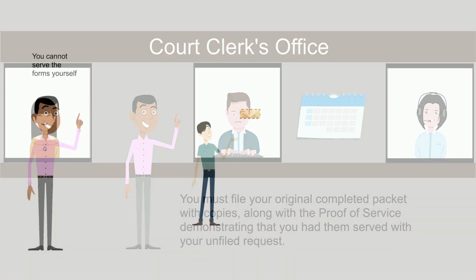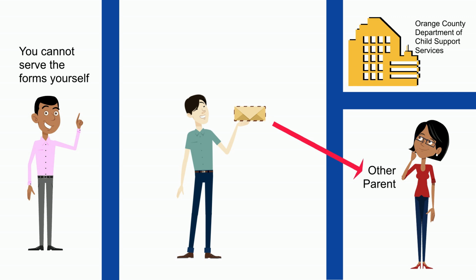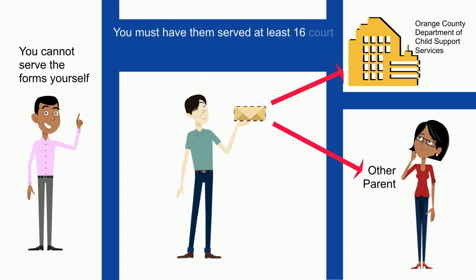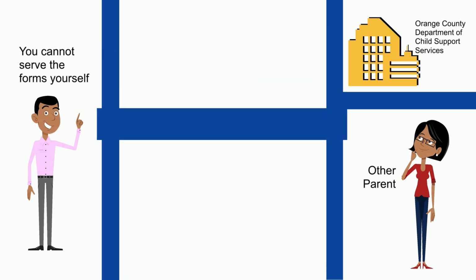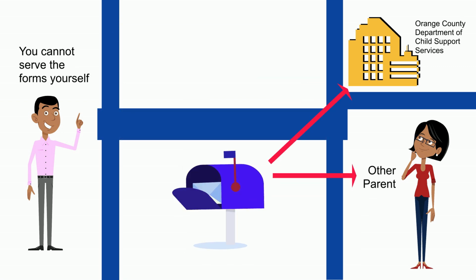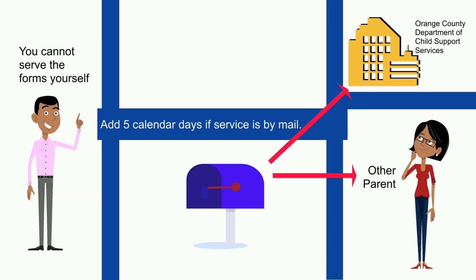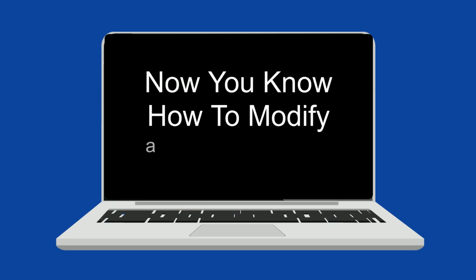Then, you must have someone else re-serve the other parent with a copy of the filed paperwork. If the Orange County Department of Child Support Services is involved in your case, you will also need to have the department re-served. You must have them served at least 16 court days before the hearing. Court days are days that the court is open to the public. If the documents were delivered by mail, add 5 calendar days to that deadline. Now you know how to modify a child support order.